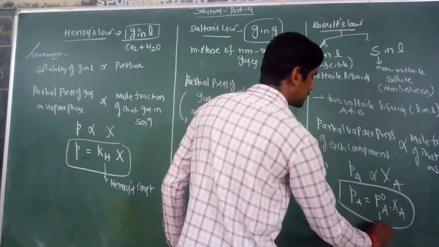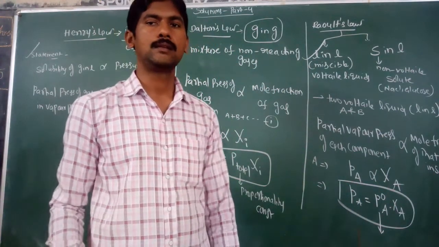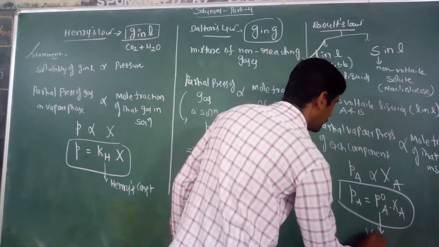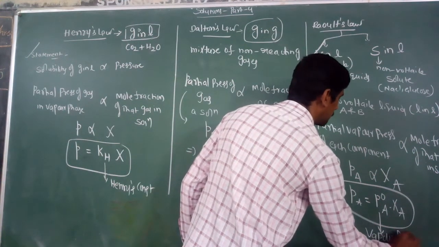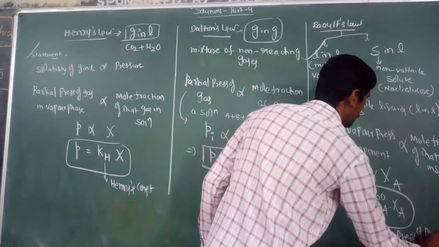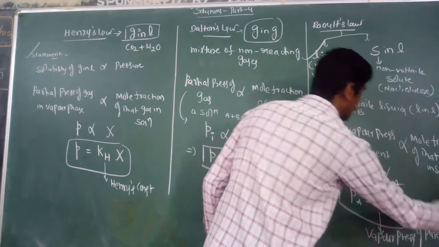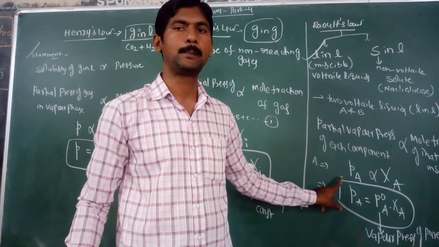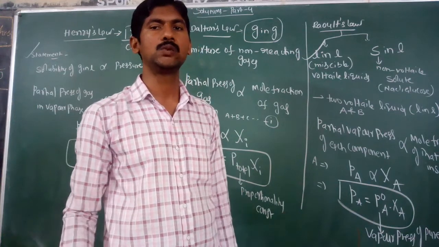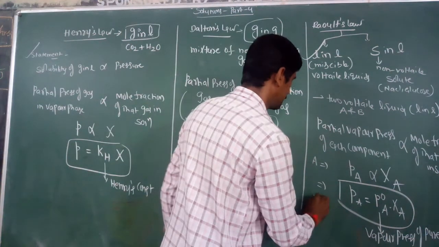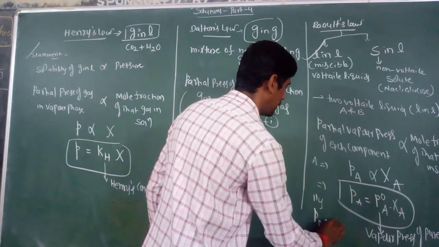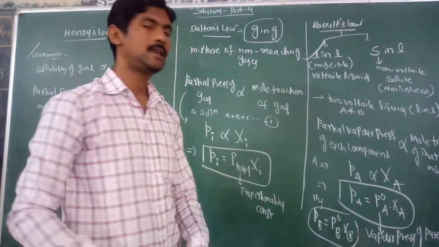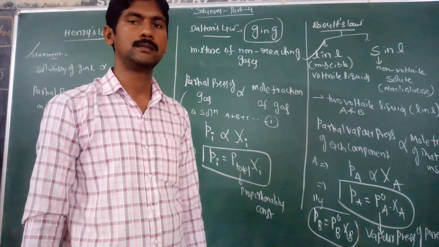So here what is the proportionality constant? P naught A. P naught A means vapor pressure of pure solvent. So this is the mathematical expression of Raoult's law for liquid in liquid systems: PA is equal to P naught A into XA. Similarly, PB is equal to P naught B into XB.